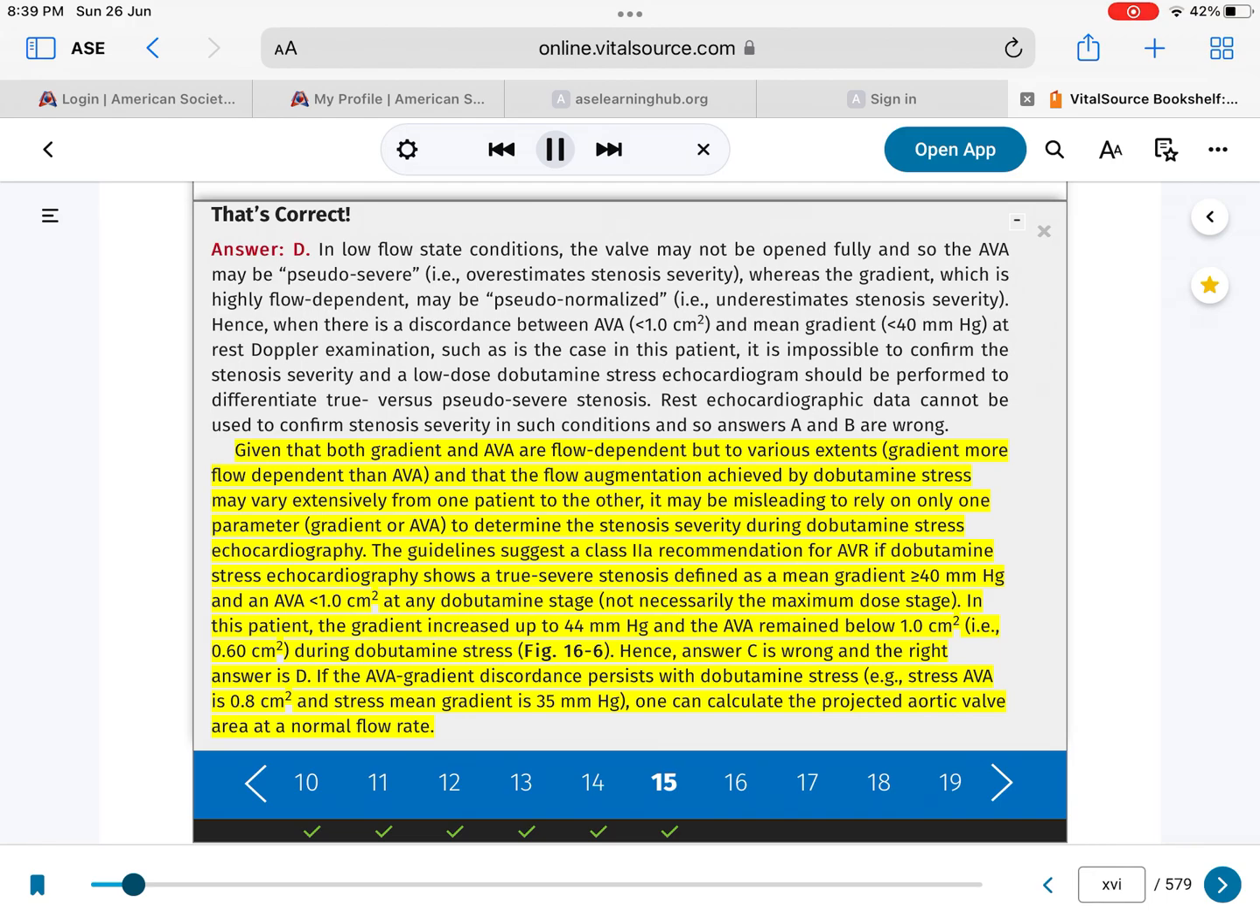Figure 16-6. Hence, answer C is wrong and the right answer is D. If the AVA gradient discordance persists with dobutamine stress, e.g., stress AVA is 0.8 square centimeters and stress mean gradient is 35 mm Hg, one can calculate the projected aortic valve area at a normal flow rate.